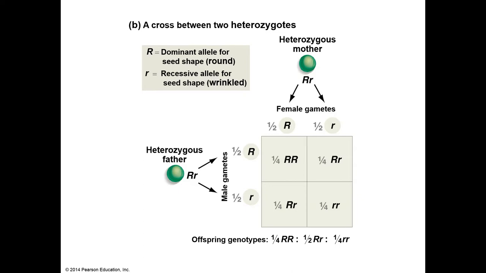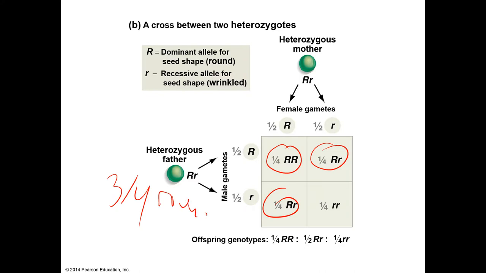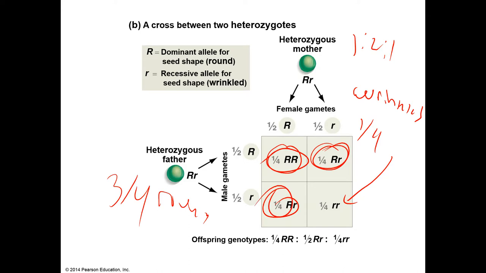So here, for individuals that are going to have the round phenotype, 3 out of the 4 boxes are for round. 1 out of the 4 is for wrinkled. So you'd expect 3/4 of your offspring to have round seeds, 1/4 to have wrinkled. Again, your genotypic ratio is 1:2:1, because you have homozygous dominant 1, heterozygous 2, homozygous recessive 1. So 1:2:1.